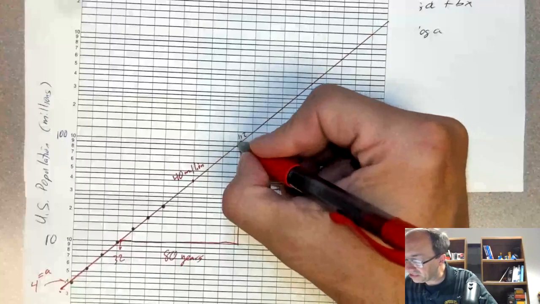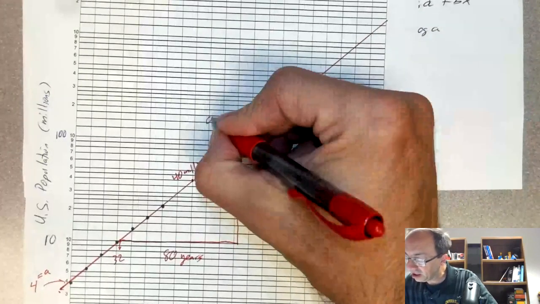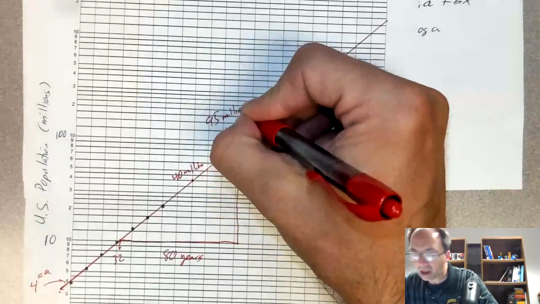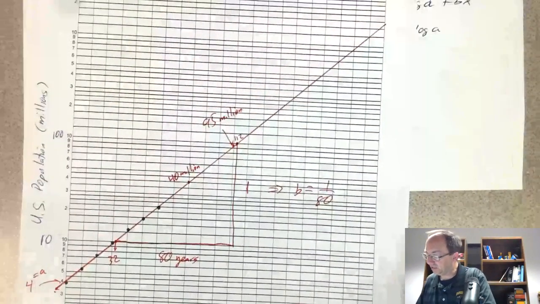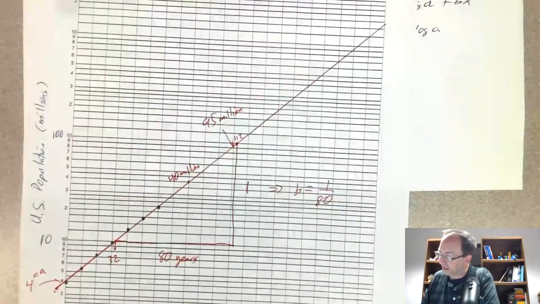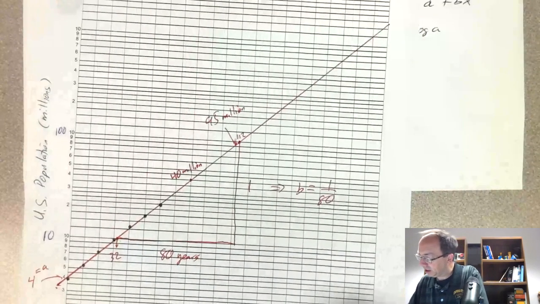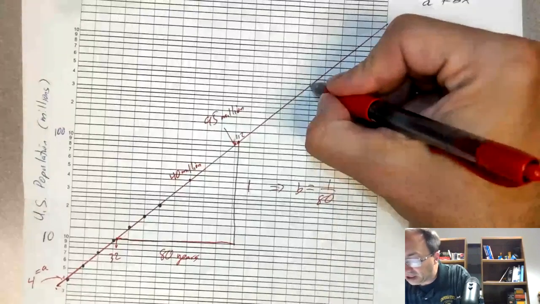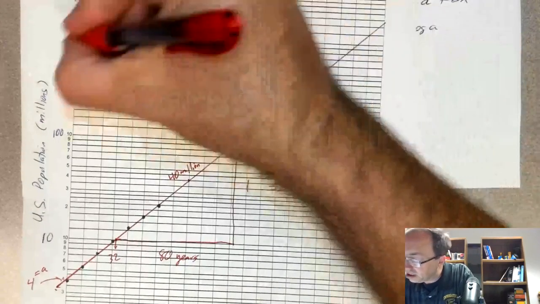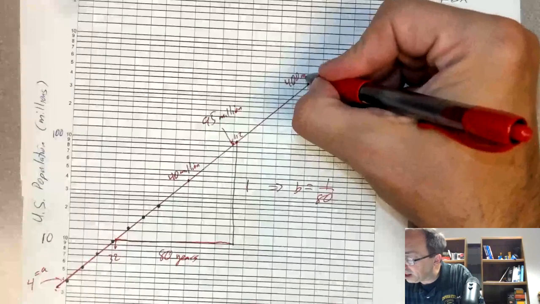At, what is that, maybe 95 million. 1950 would be 50 more years after that. So 10, 20, 30, 40, 50. So 1950 would be up here at 400 million.